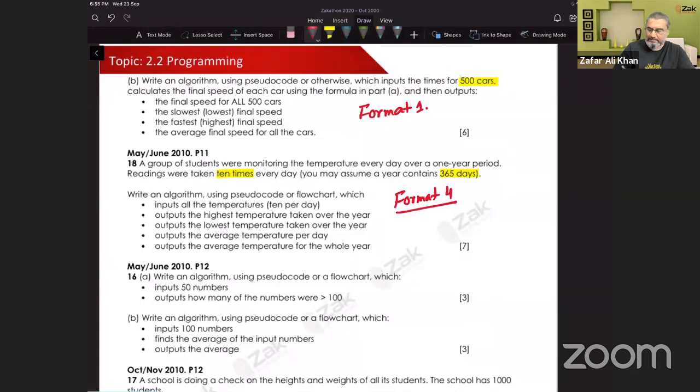Nested count based loops. So it does not have one number, rather it has two numbers. For 365 days, every day we have to read a temperature 10 times.